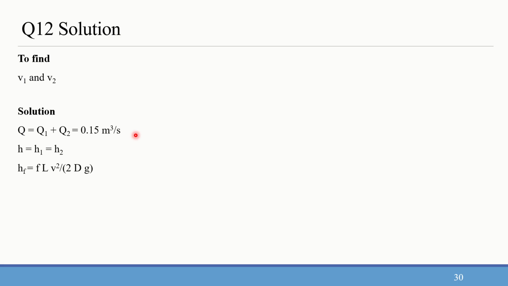What is Q? Q is V into A, where V is the velocity and A is the cross-sectional area. H is the head loss, which is HF equal to F L V square by 2 D g, and F is the friction factor. The friction factor depends on the Reynolds number. We are going to write it separately for pipe 1 and pipe 2. So H1 is equal to F1 L1 V1 square divided by 2 times D1 into g.